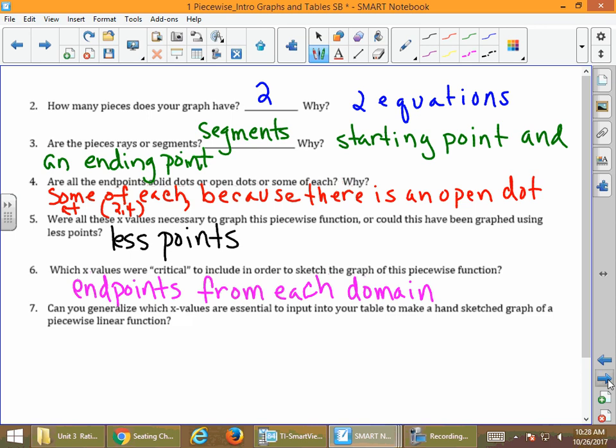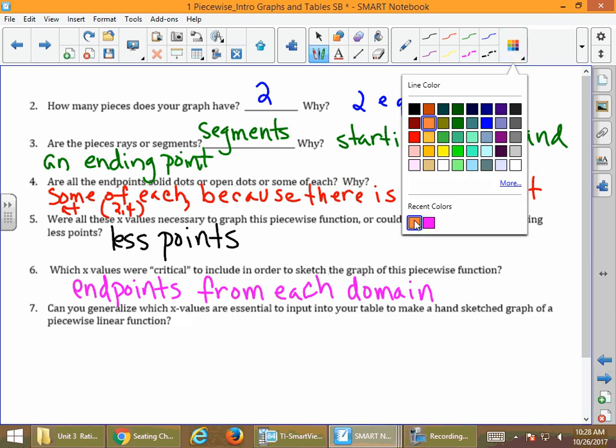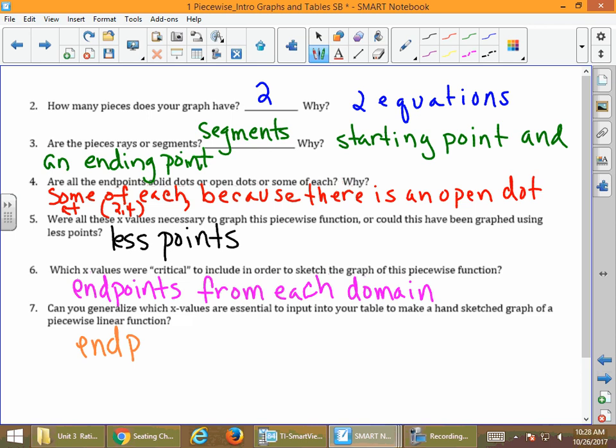But can you generalize which x values are essential to input into your table to make a hand sketch graph? Well, same answer here. The endpoints from each domain. So let's try another one. That's the first one that we've ever graphed.